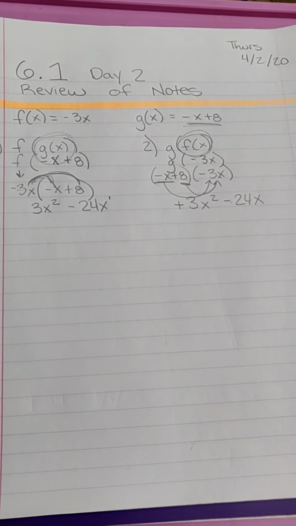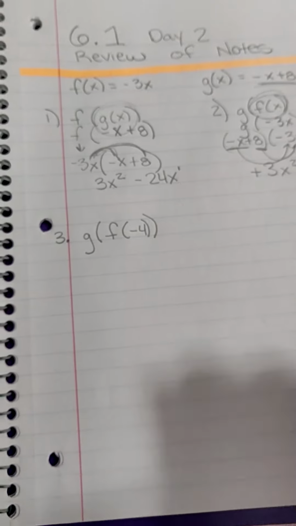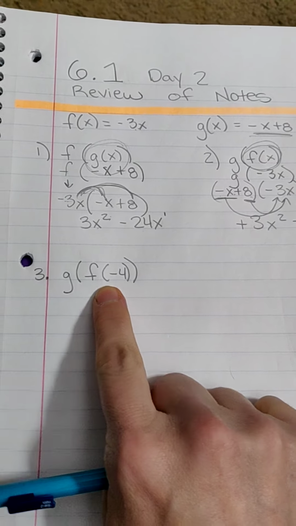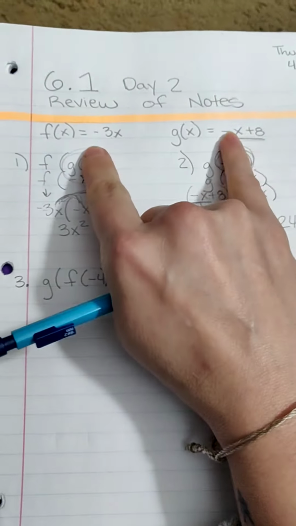Let's see. That was number 2. Let's write number 3 here. All right, so if I have g of f of negative 4, this is the same as what I have up here. The only difference is now I have a number here. So my g is going to stay the same. My parentheses stay. F is going to stay the same. But now, where I have f, I'm going to take this stuff here. I'm going to take my negative.